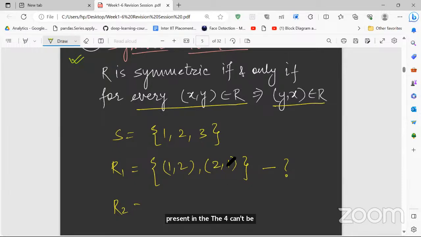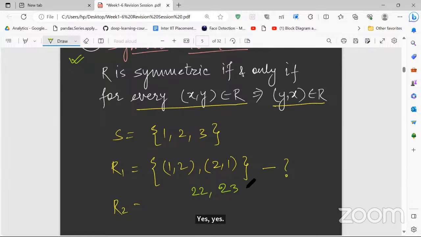Sir, 2 is symmetric as well, no, sir? Anything else you can give, 2, 2. If you are giving 2, 2, is that symmetric? Yes, sir. If I'm asking 2, 3, is this symmetric now? No, sir.